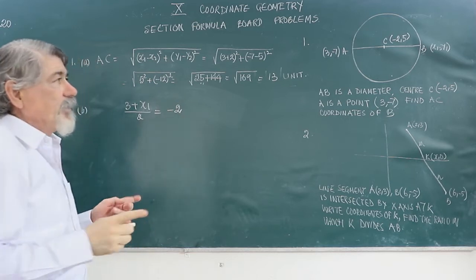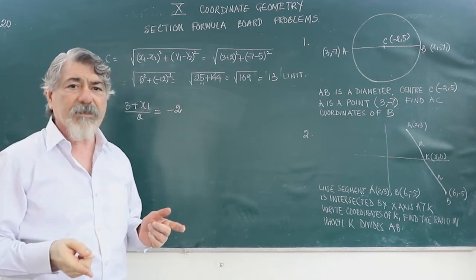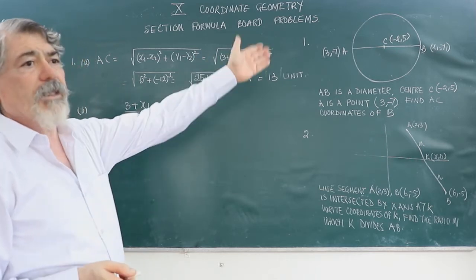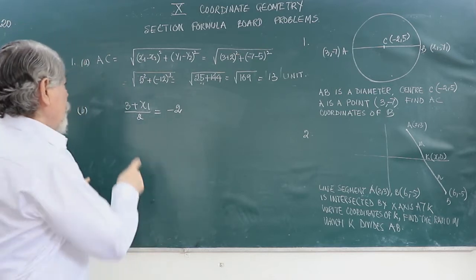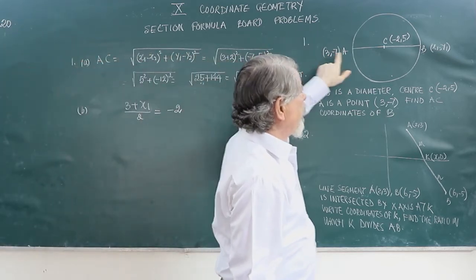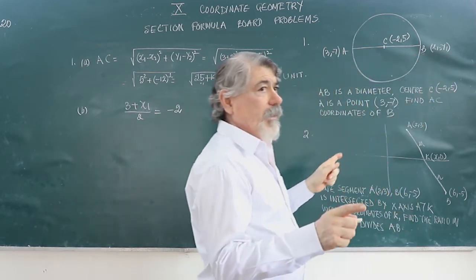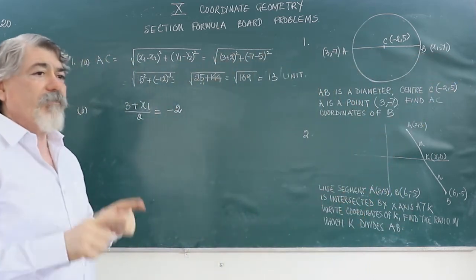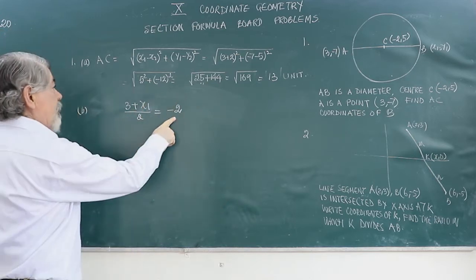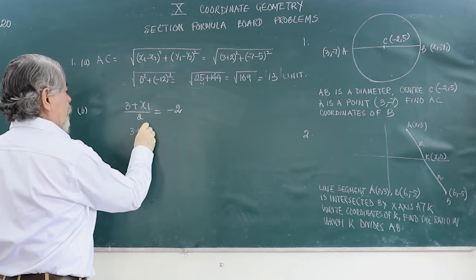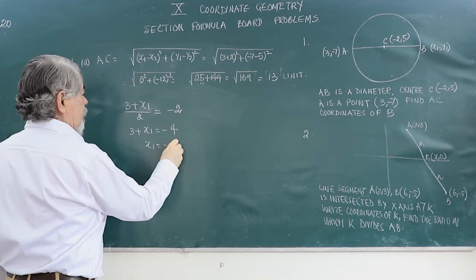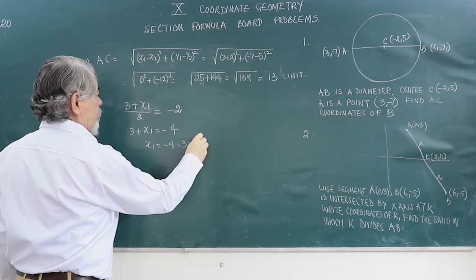It is not necessary that he will always give you the two ends and ask you to calculate the midpoint. He can give you one end, like he has given here, and the midpoint, and ask you to calculate the other end. So 3 plus x1, we will add the x coordinate of A and the x coordinate of B, the two ends, divide by 2, and we should get the x coordinate of the midpoint. That is minus 2 here. So 3 plus x1 is equal to minus 4, or x1 will be minus 4 minus 3, that is minus 7.